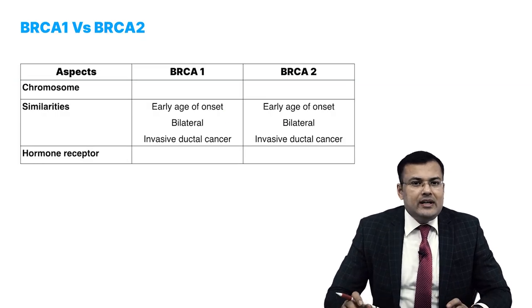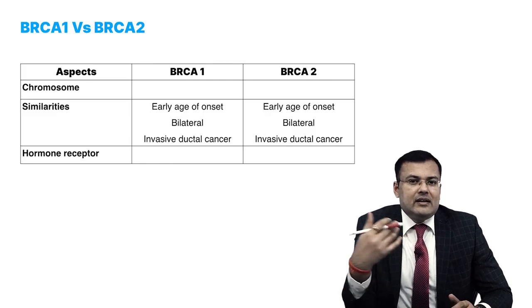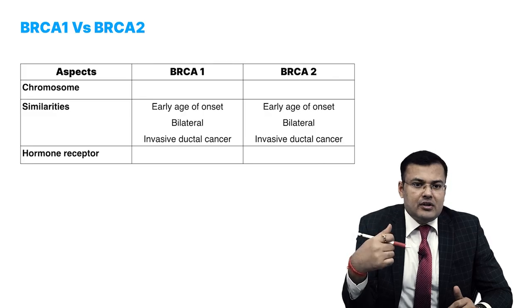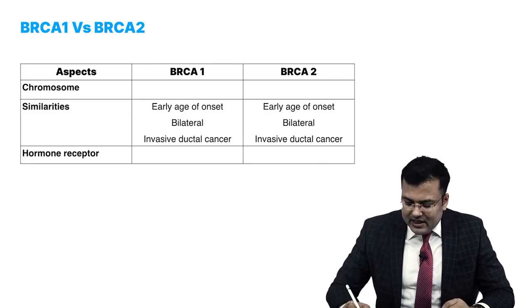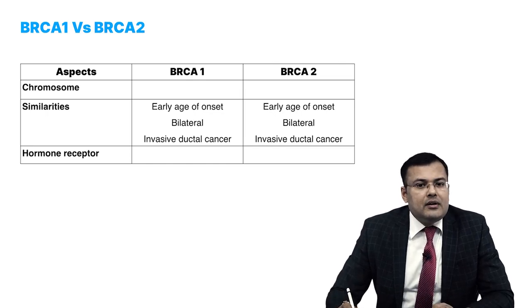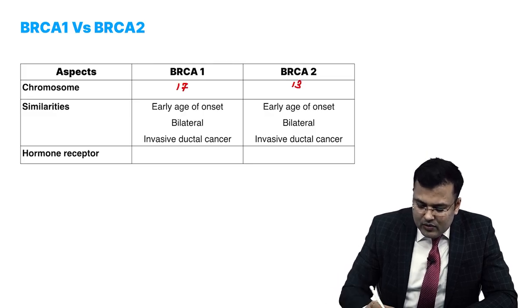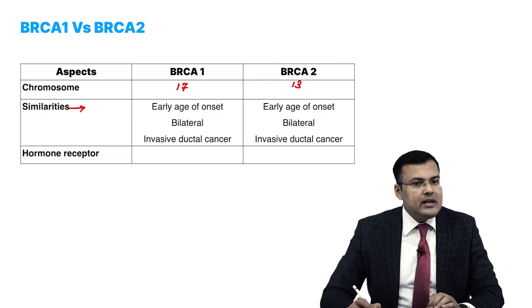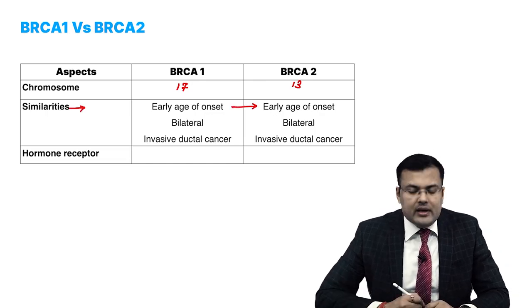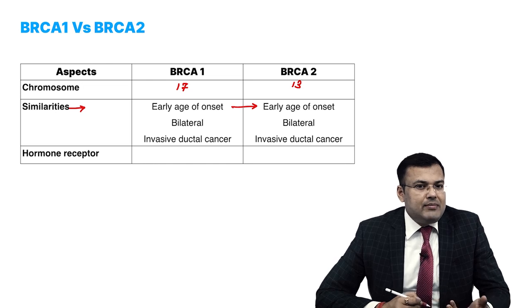BRCA1, BRCA2. When Indian examiners got to know about Angelina Jolie, that her aunt had breast cancer and Angelina Jolie has a BRCA1 mutation, lots and lots of questions are being asked about BRCA1 and BRCA2. First, tell me, what is the chromosome number for BRCA1? 17. BRCA2, 13. What are the similarities in BRCA1 and BRCA2? In both, early age of onset. So the patient might be in the third or fourth decade having breast cancer. Usually breast cancer is seen in the fifth or sixth decade.